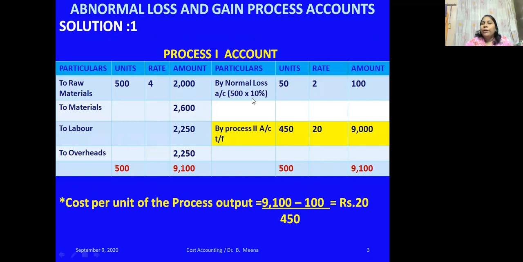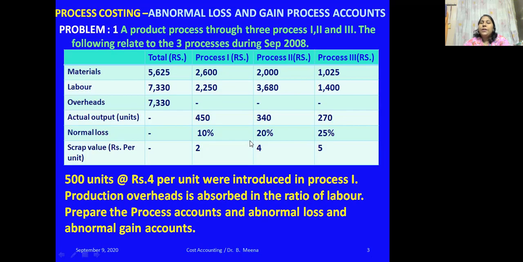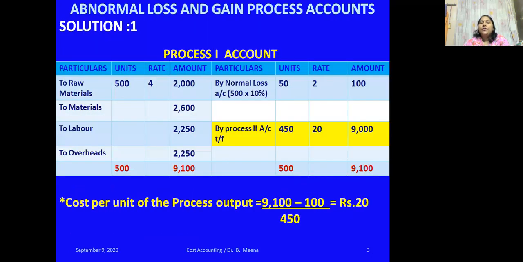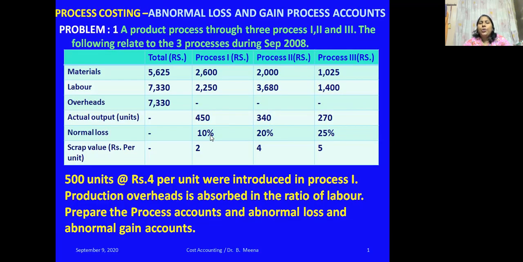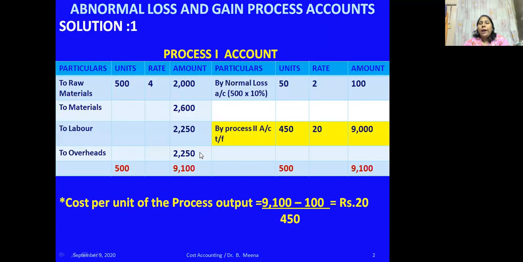Then I'll move on to the credit side, starting with the normal loss account. So what is the normal loss percentage? The loss percentage given for process 1 is 10%. So 10% is applicable on the input I'm giving. So 500 into 10%, you will come to know the loss, that is 50 units. And for each unit, the scrap value given in the problem is 2 rupees. So that's what I applied here, 50 into 2, 100.